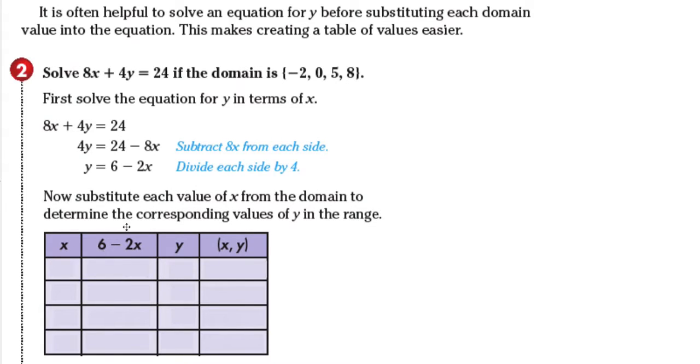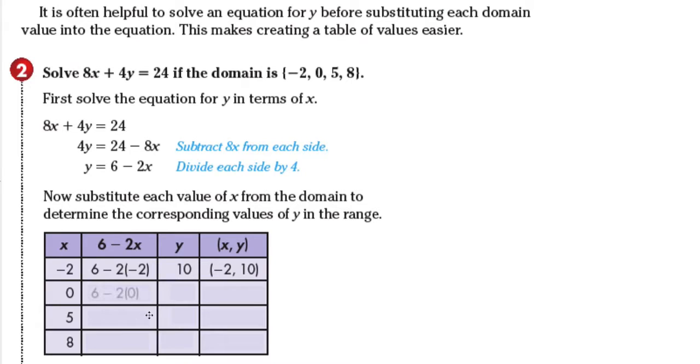And then put it in this part of our table. So substitute each value of x from the domain to determine the corresponding values of y in the range. So we simply put negative 2, 0, 5, and 8 in our x column right there. And instead of solving the equation every single time we substitute the value of x, we can now substitute it into this equation and we can find y a lot easier. So in this case, if x is equal to negative 2, we now have 6 minus 2 times negative 2, which will give us a value of 10, which gives us an ordered pair of negative 2 and 10.